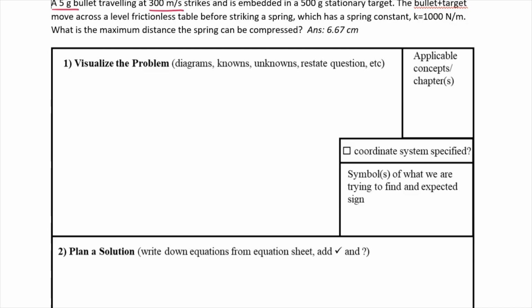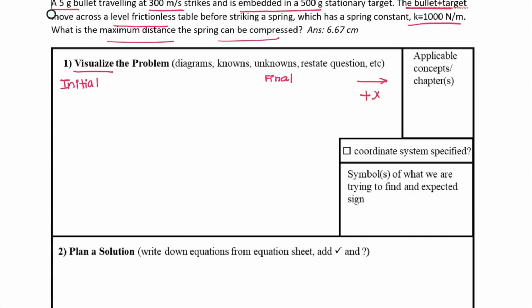In this problem, a 5-gram bullet traveling at 300 meters per second strikes and is embedded in a 500-gram stationary target. The bullet and the target move across a level frictionless table and strike a spring, and we have to calculate the maximum distance the spring can be compressed. I'm going to start by visualizing the problem. Just keep in your mind, this is a multi-stage problem.